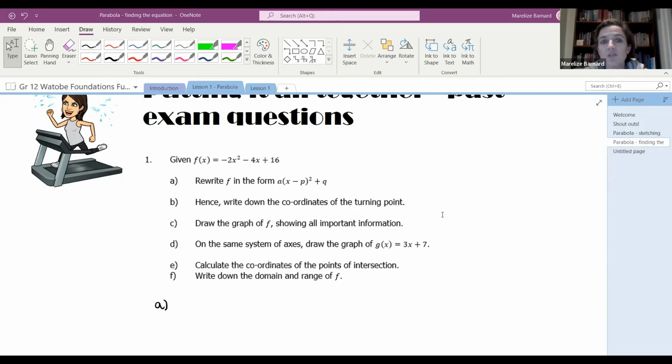Well, Susanna, as soon as you're doing all the work to put it into turning point form, I wouldn't do any further work. Just use what you have from question 1A to answer B, because it does say this little word here, hence. Hence means use what you've just done to answer this question.